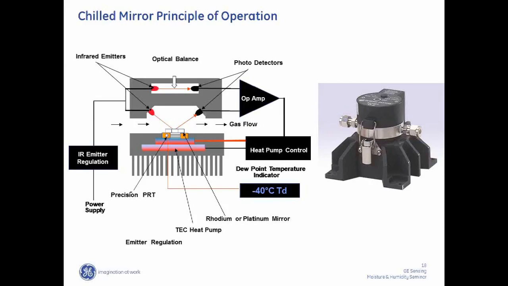So what we have is a 4-wire platinum resistance temperature sensor embedded into the mirror block, and that has very good thermal conductivity between the mirror and the block. So that temperature by definition is directly equal to the dew point. And what the system allows you to do, by making other measurements like temperature and pressure, is to calculate all of the other humidity parameters from the measurement of the dew point.